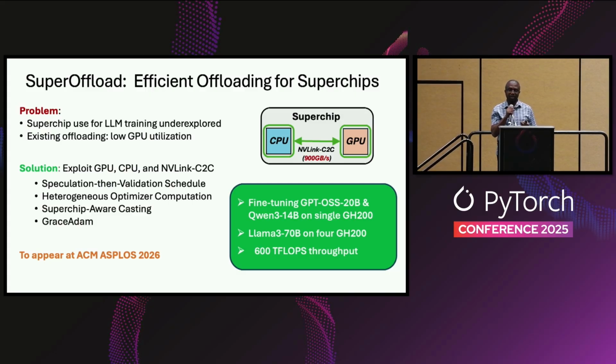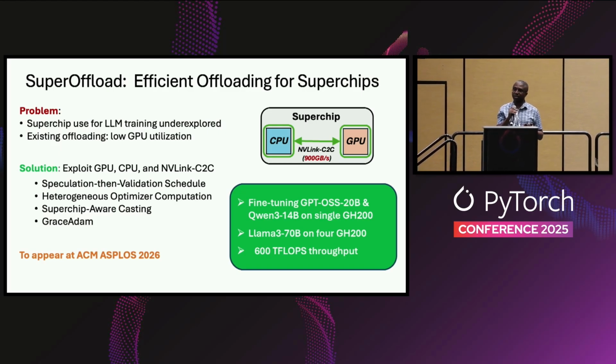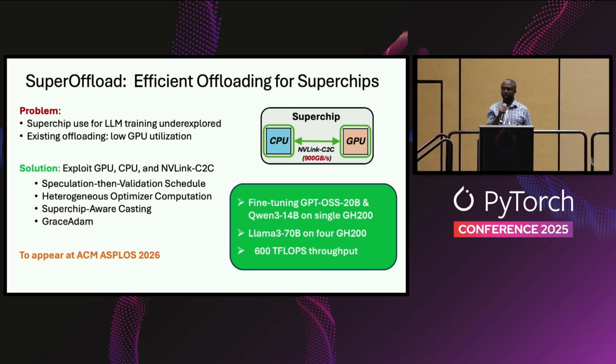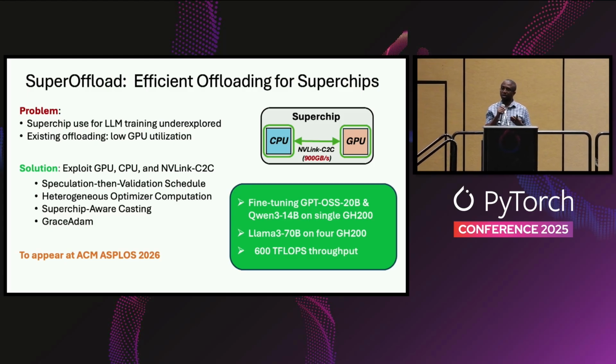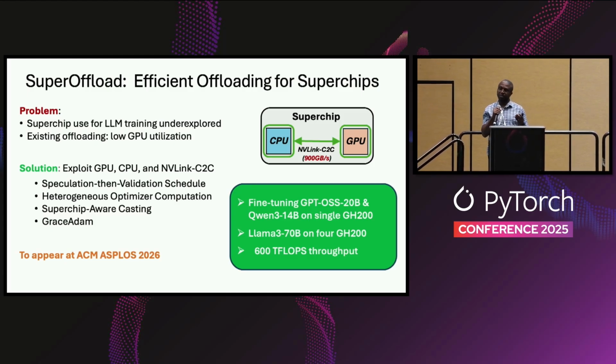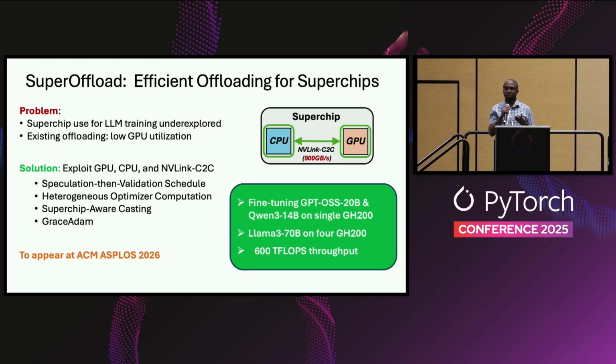And so to address that, we created a number of optimizations that leverage the hardware features of the superchip. In particular, we have a technique called speculation then validate, and I'll talk about that. We're able to split the optimization computation over both the GPU and the CPU, whereas traditional approaches would have run the optimization computation just on the CPU.